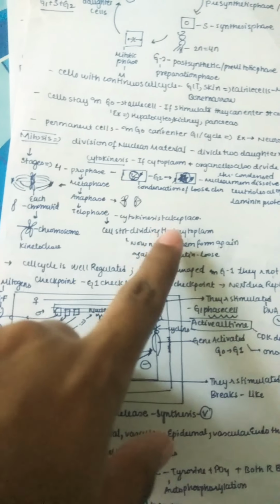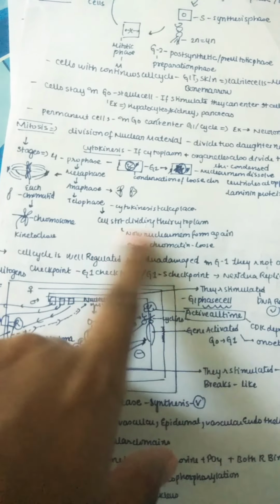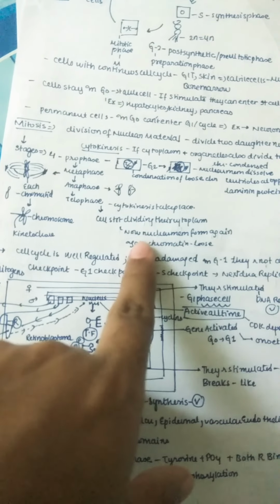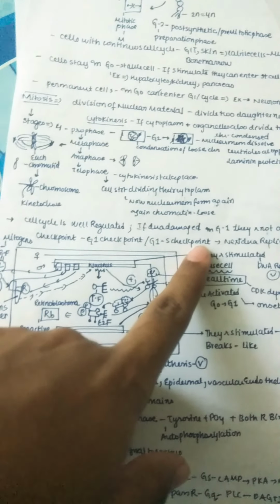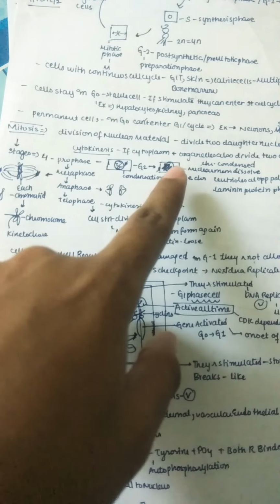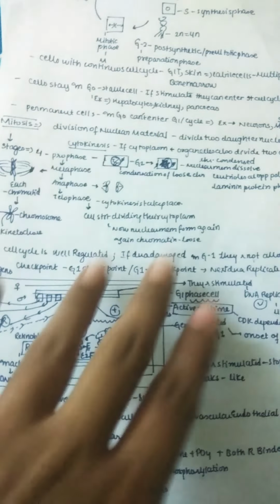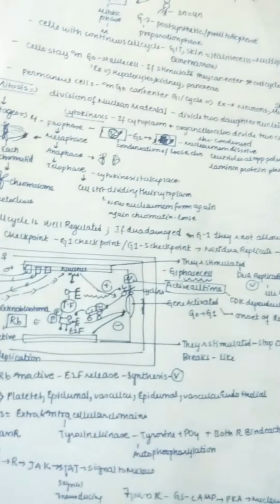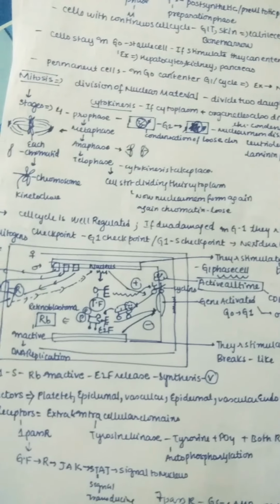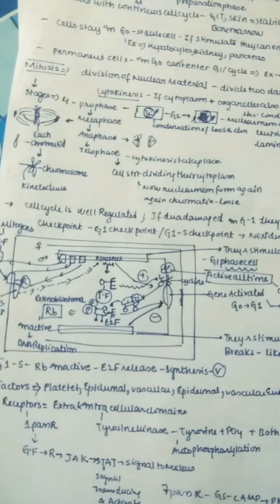Telophase, what happens here? Cytokinesis takes place and the cells start dividing, thereby dividing the cytoplasm. The nuclear membrane starts forming again, and the chromatin gets loose again, because in prophase the chromatin is condensed and we can see it properly. But telophase is like before, like the G1 phase, G2 phase, everything is getting back. The nuclear membrane is coming back, and even the chromatin is getting loose.